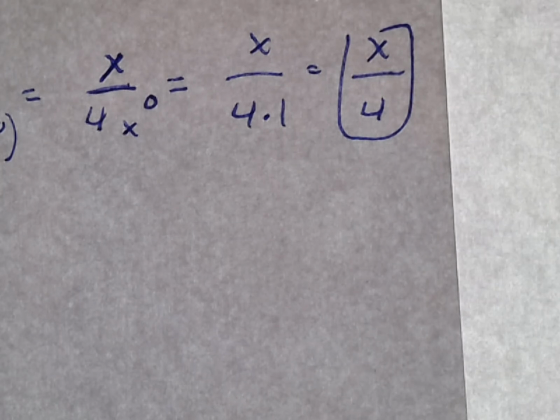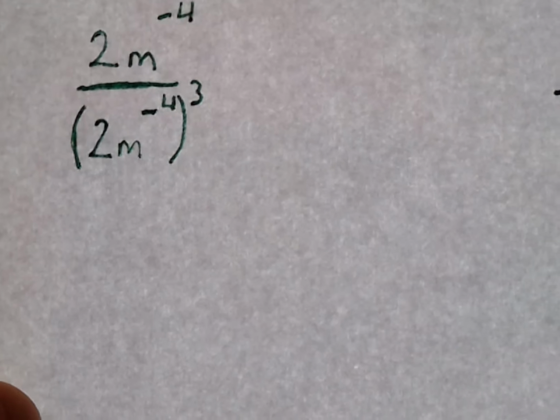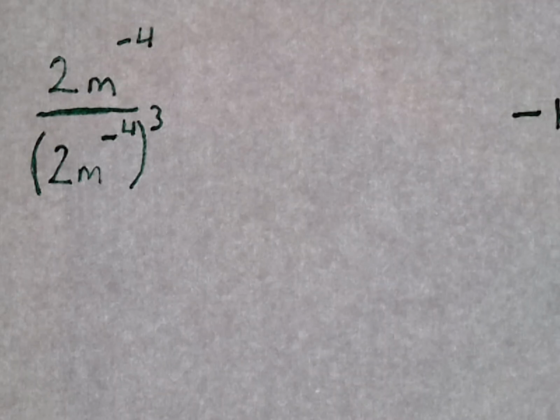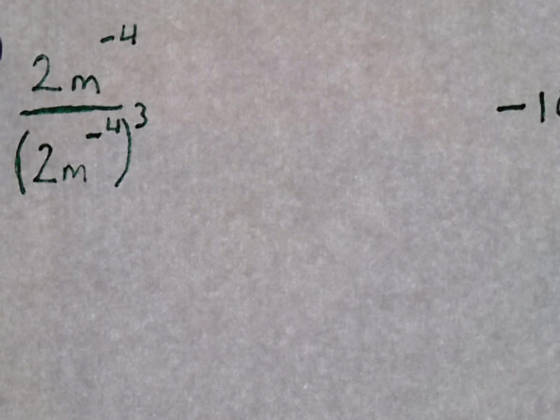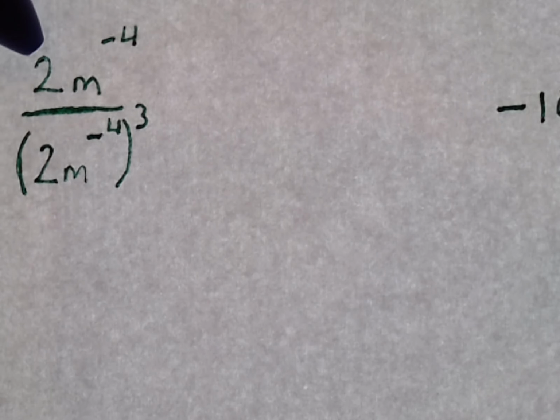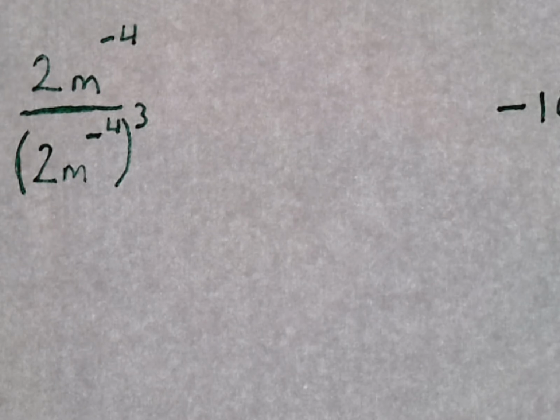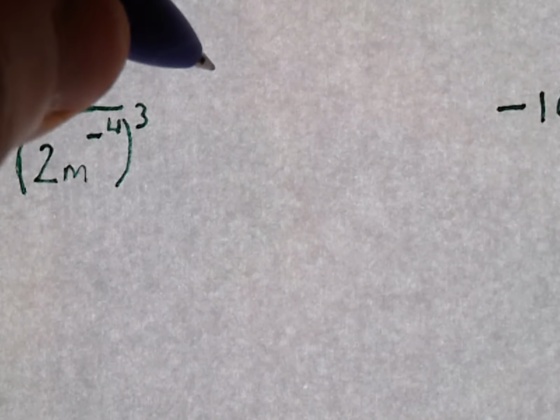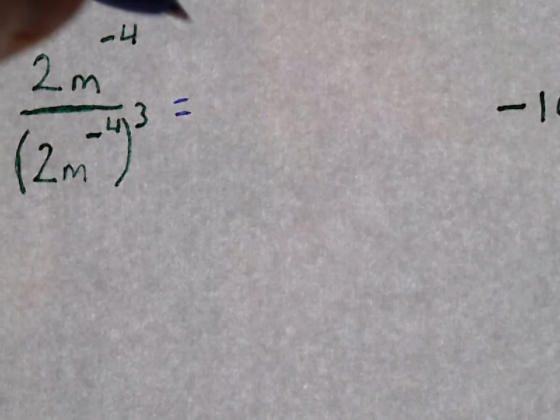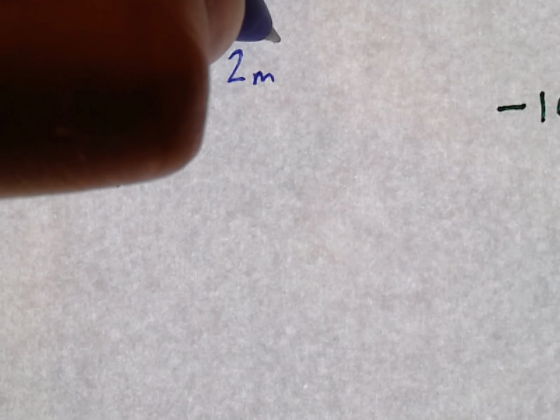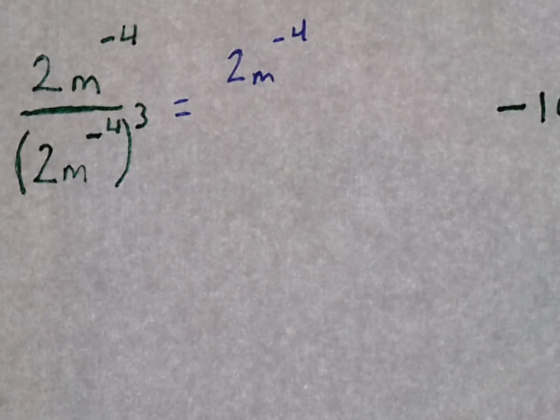All right, let's take a look at one final question, and we're going to get to see the power to power as well as dividing for subtraction. So let's go over here. Okay, on the top, there is nothing for me to do here. There's no like bases. I'm just going to leave that as it is. So I will rewrite this as 2m to the negative 4th. And then on the bottom, there's something to do.